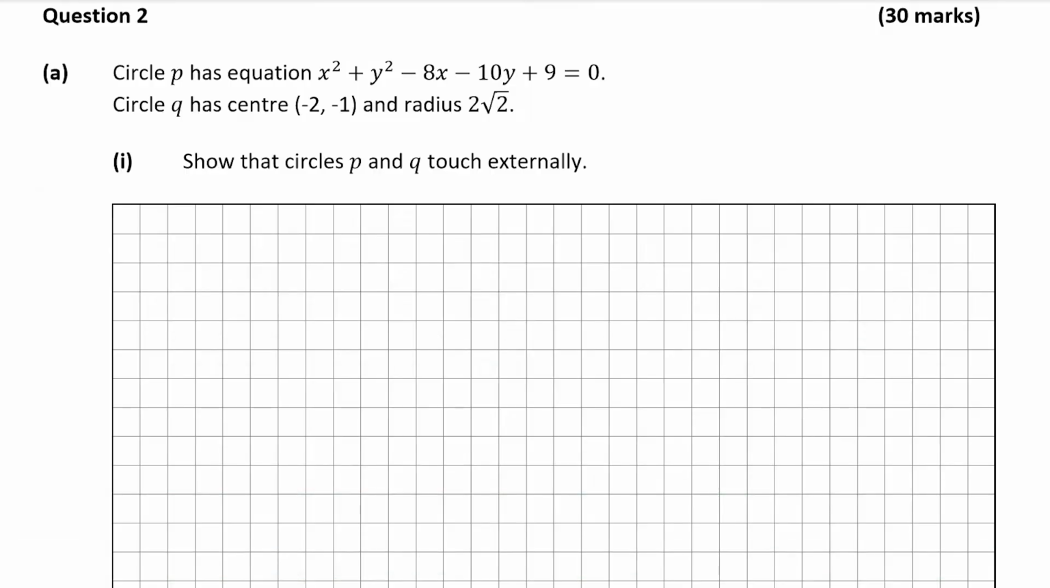We're going to look at question 2, which is a 30-mark question on the circle. Part A tells us that circle P has equation x squared plus y squared minus 8x minus 10y plus 9 is equal to 0, and circle Q has centre (-2, -1) and radius 2 square root of 2. So A part 1 is worth 10 marks and wants us to show that circles P and Q touch externally. If these circles touch externally, then the distance from centre P to centre Q should be equal to the radius of P plus the radius of Q.